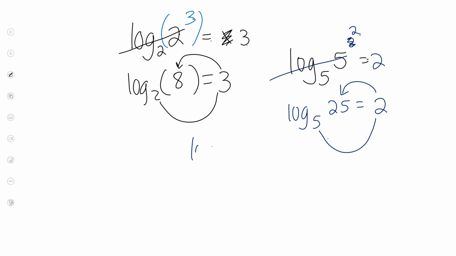Or the general equation, or let me not write it like that. Log base b of b to the x will always be x, because those cancel each other out.